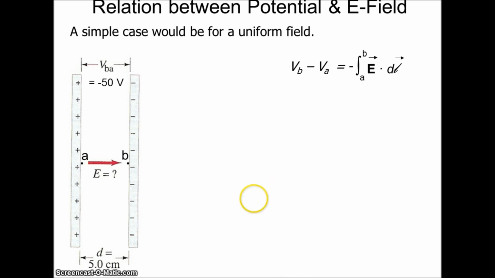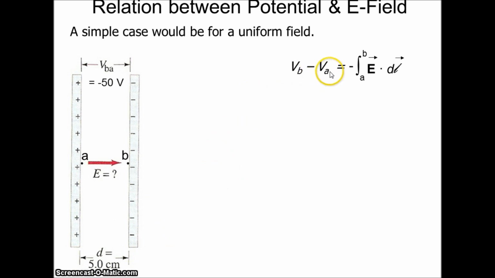Uniform means the electric field lines everywhere throughout here would be parallel and constant. So for instance, let's look at a parallel plate capacitor. We know the voltage from B to A. We know that B's voltage is exactly 50 volts lower than A's. So this plate over here, the positive plate, is 50 volts higher than the negative plate, and they're separated by 5 centimeters.